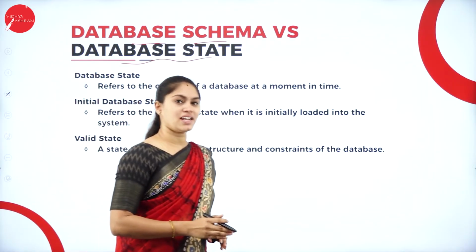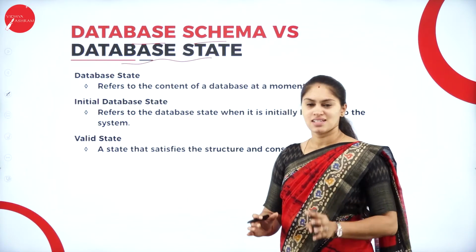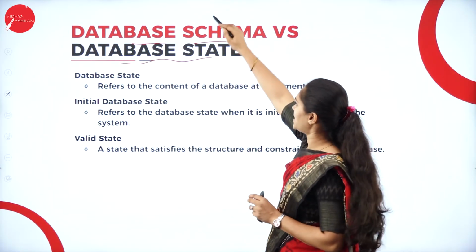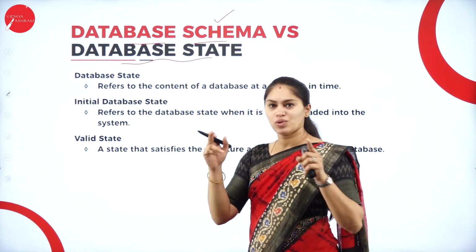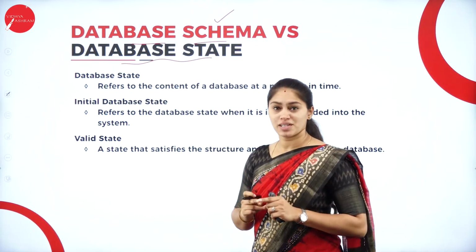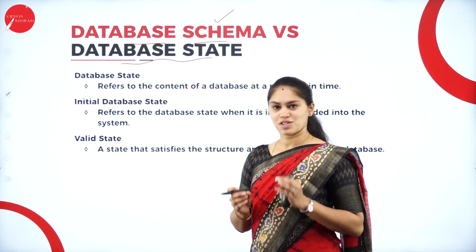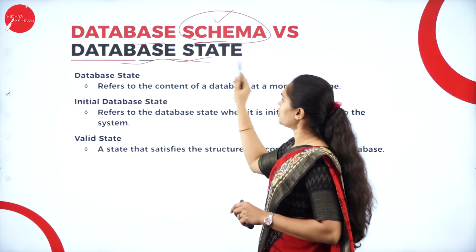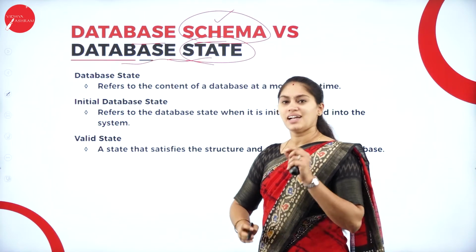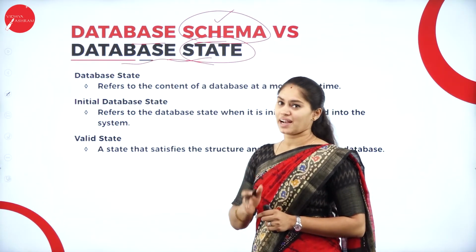Next we'll see about database schema versus database state. It is mandatory to differentiate between database schema and database state. When I say database schema, what does it comprise? Database schema includes the structure of a database, it specifies the data types, and it also specifies the constraints that need to be satisfied. That is database schema. And what do you mean by database state here? That represents the data which is present at a particular time in the database.